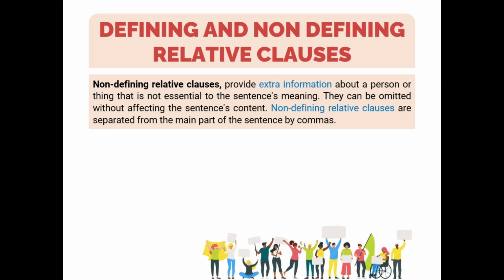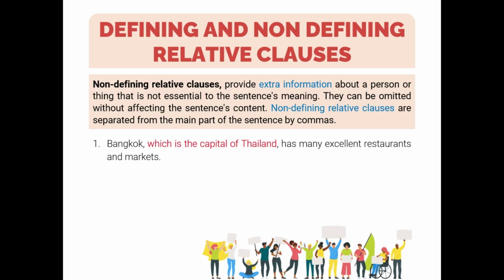For example, number 1. Bangkok, which is the capital of Thailand, has many excellent restaurants and markets. Here we observe two ideas: the excellent restaurants and markets that Bangkok has, and the fact that it is the capital of Thailand. Now, which is the capital of Thailand is my non-defining relative clause, that extra piece of information about Bangkok.